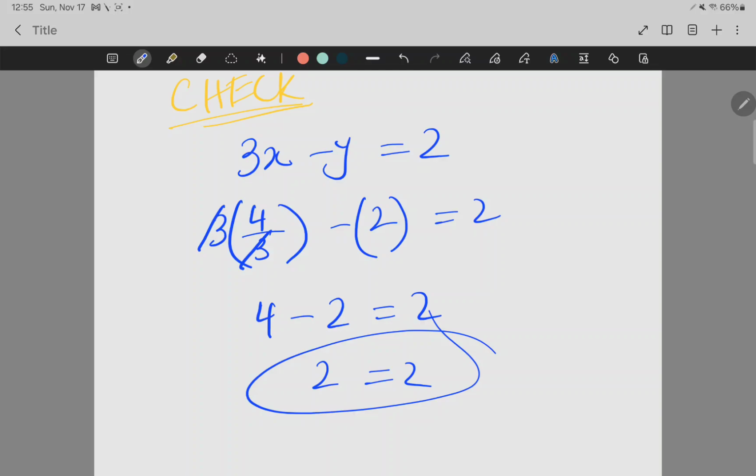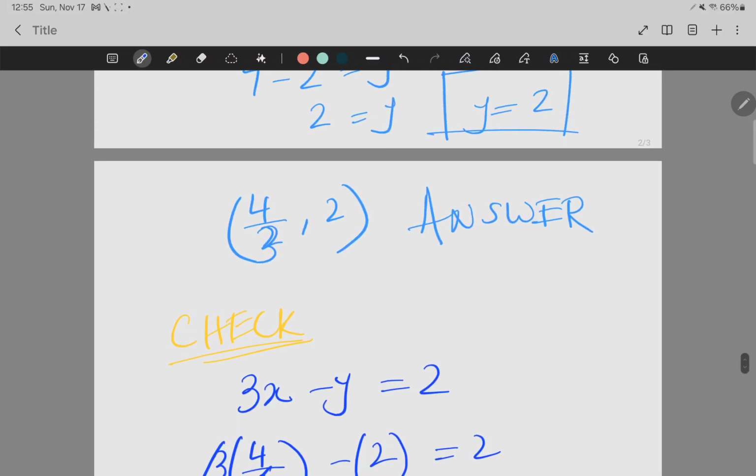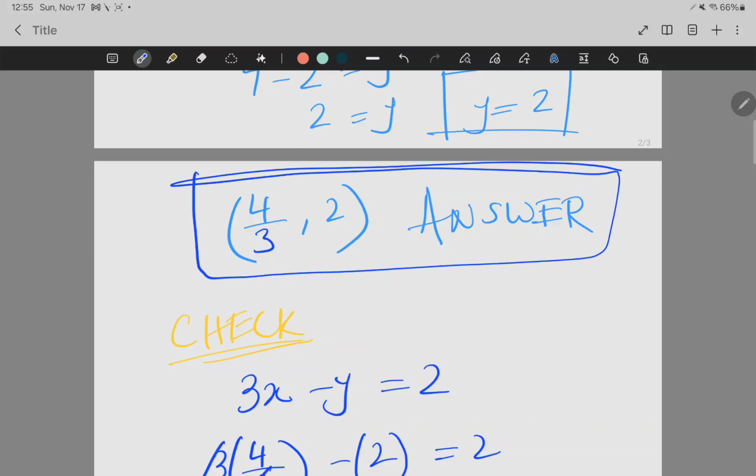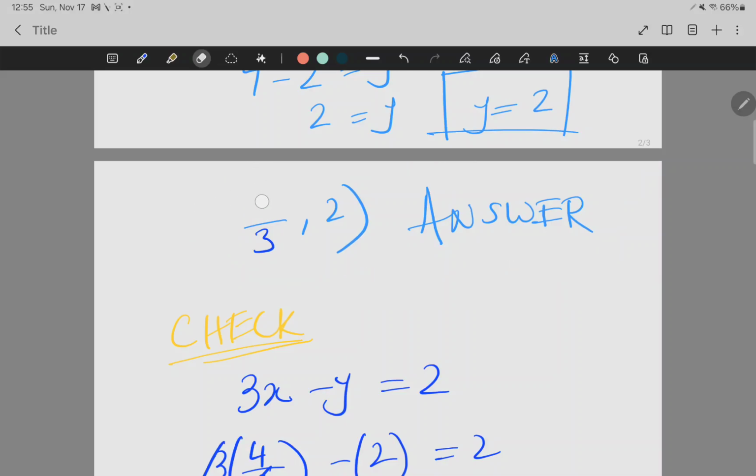If this matches, then you've checked your work, your answer is perfect, and your answer is 4 by 3, which is your value of x, and 2 is your value of y. This is your final answer.